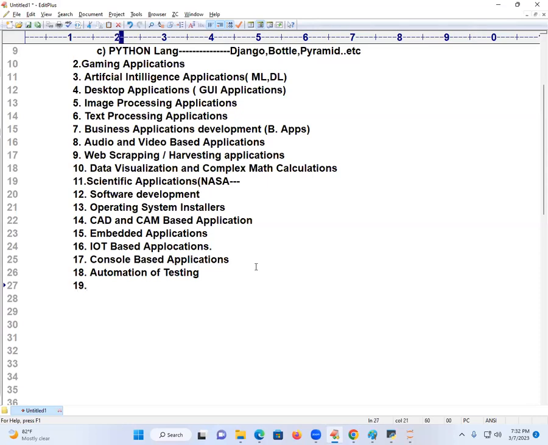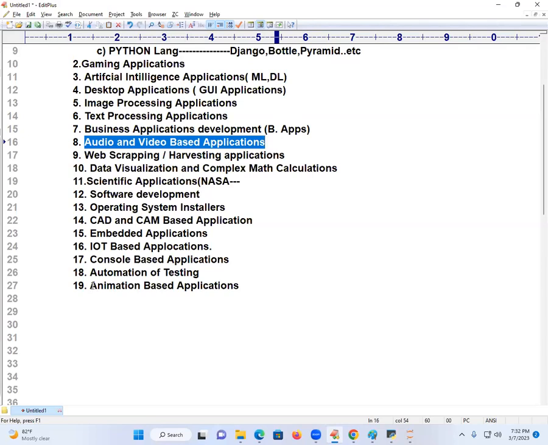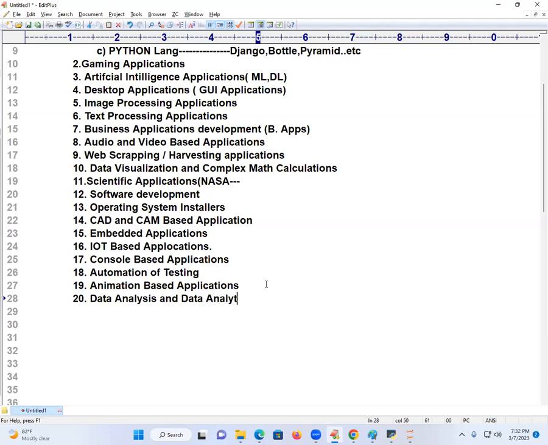Next, 19 is the animation field. Also, Python is great. Animation based applications, that is the multimedia level. In the cartoon level also, Python is great, because already in audio video based applications Python is ruling the world, and in the animation field also Python is doing an excellent job. And 20th is going to be data analysis. This is also one of the important parts. And data analytics applications.